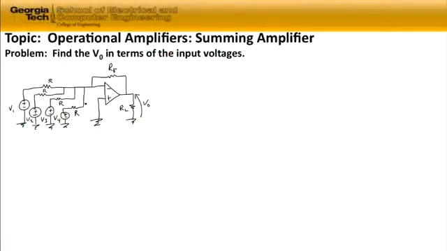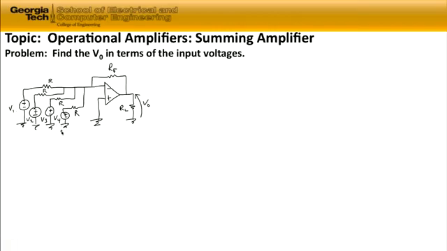The topic of this problem is operational amplifiers, and we're going to work with a circuit that is a summing amplifier. The problem is to find V out in terms of the input voltages. If we look at our circuit, we can see that we have four input voltages, V sub 1 through V sub 4.